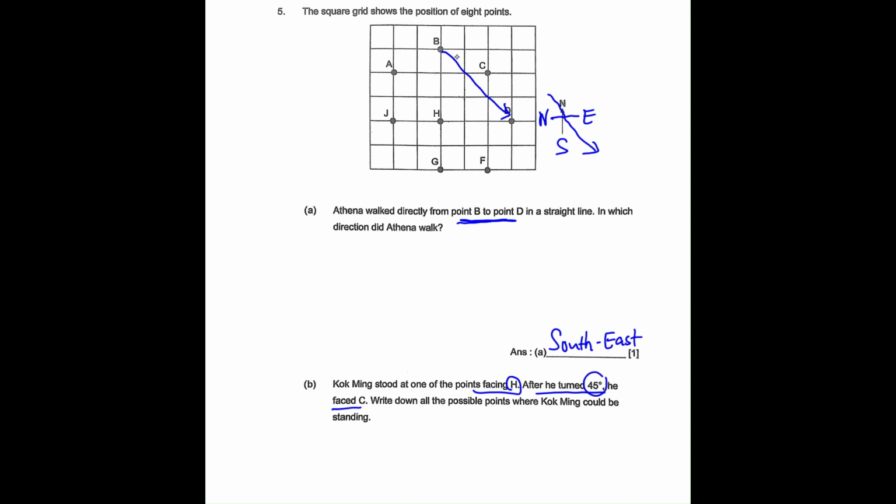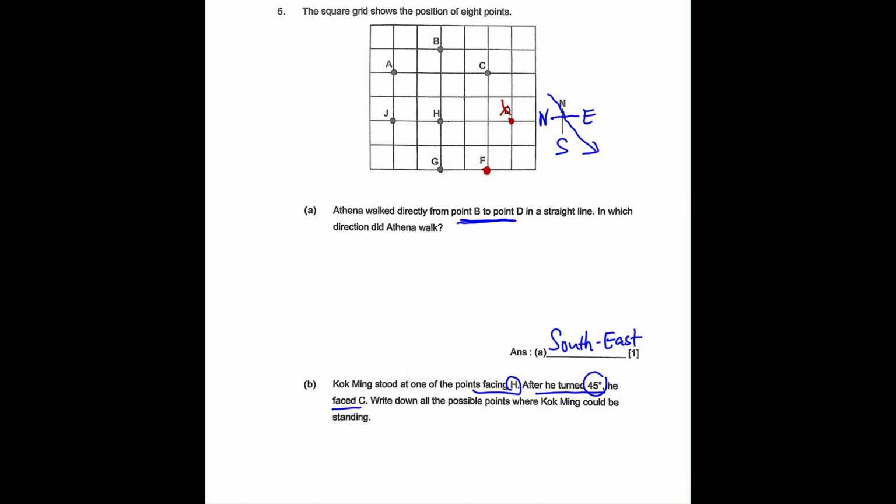So we need to check if he's facing H. If he's at point D, facing H, let's use a different color. If he's at point D, facing H, and if he were to turn 45 degrees, he should be facing B. So now, we need to take note that the question says that he turned 45 degrees, but it doesn't matter whether he turns anti-clockwise or clockwise. Now, D's out, let's try F.